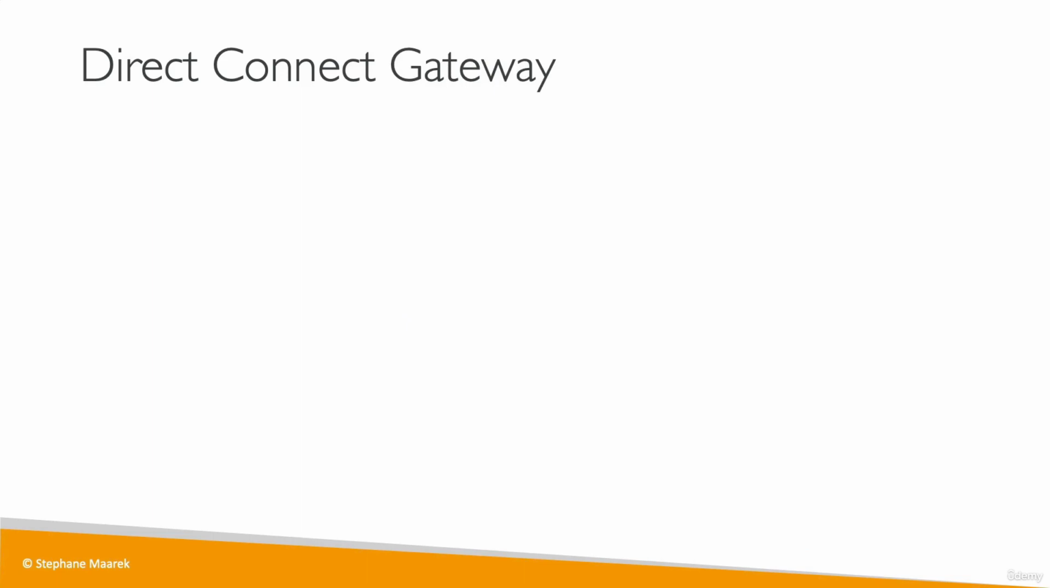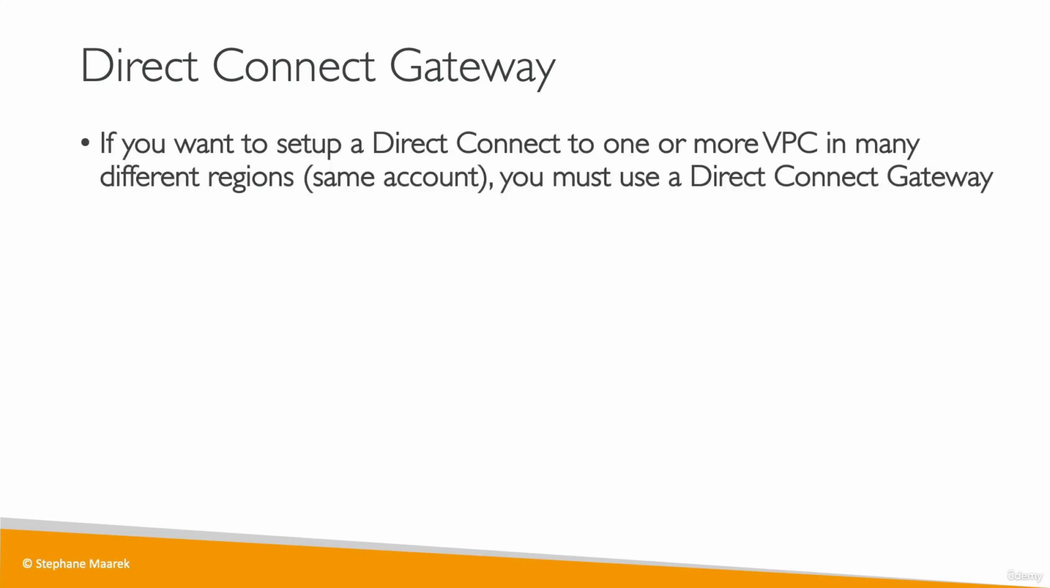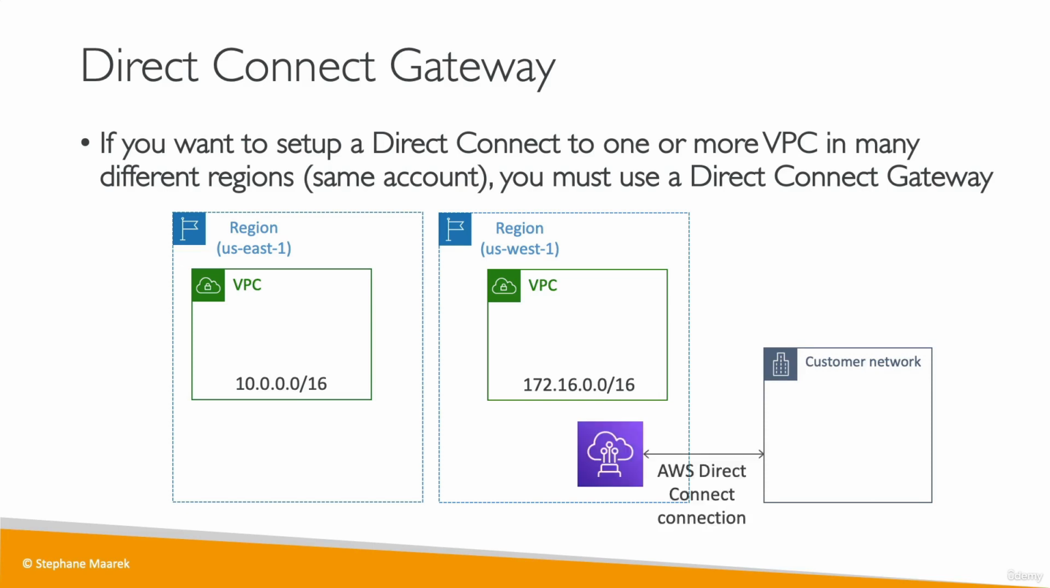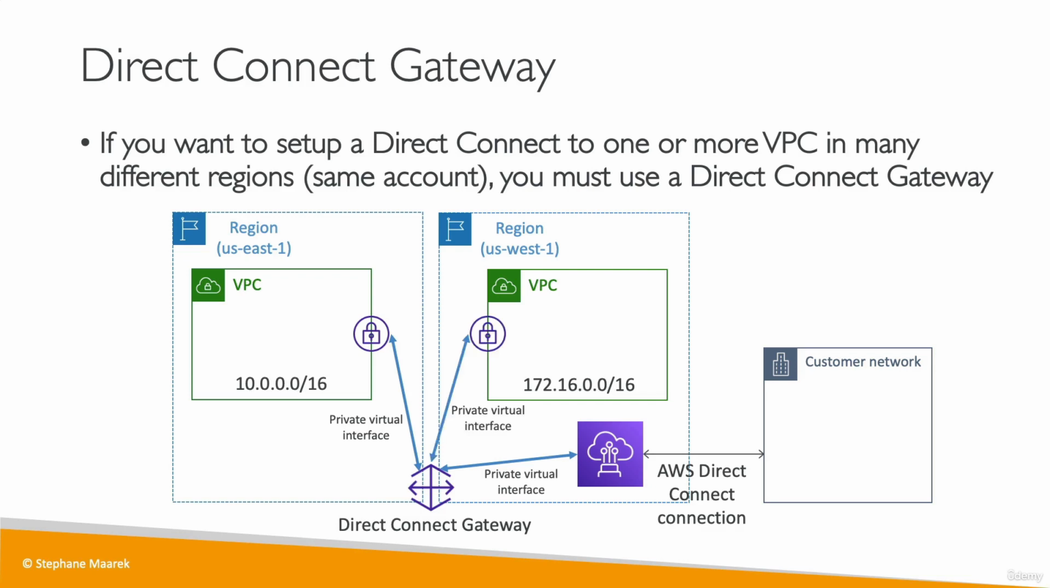So what if you want to connect to one or more VPCs in different regions? For this, you must use a Direct Connect Gateway. So we have an example where we have two regions and they have two different VPCs with two different CIDRs. And we want to connect our on-premises data center into both VPCs. So we're going to establish a Direct Connect connection. Then using the private VIF, you're going to connect it to a Direct Connect Gateway. And this gateway will have a private virtual interface into a virtual private gateway in the first region and another one in the second region.